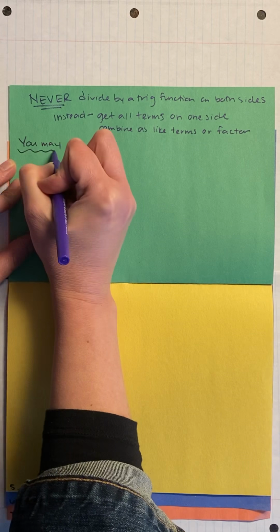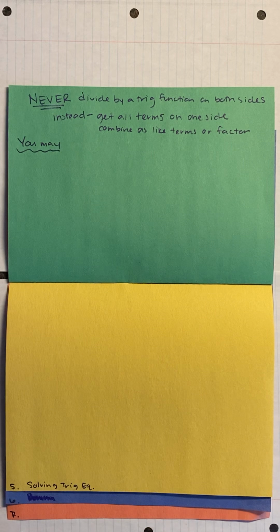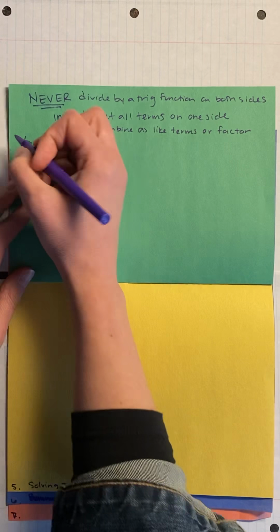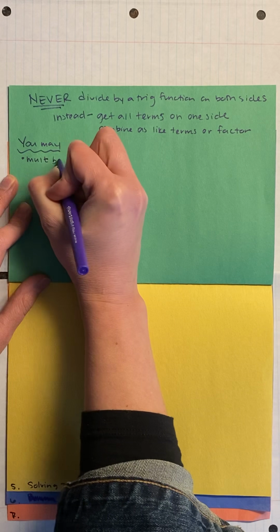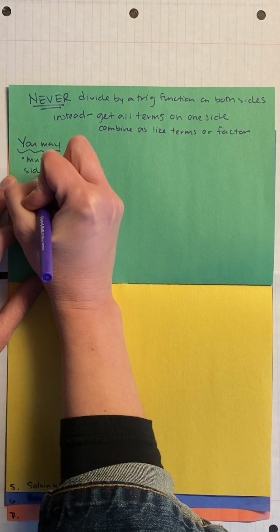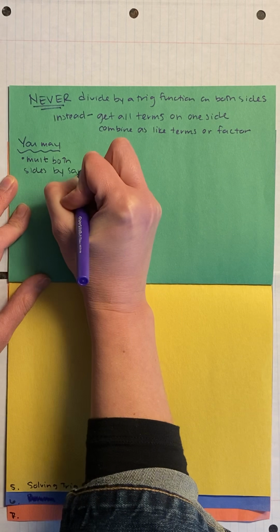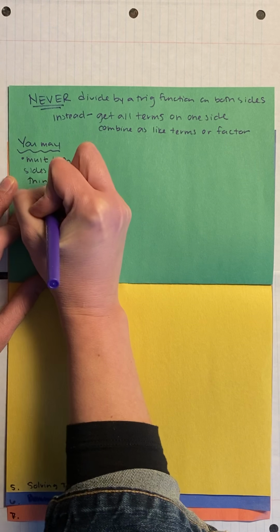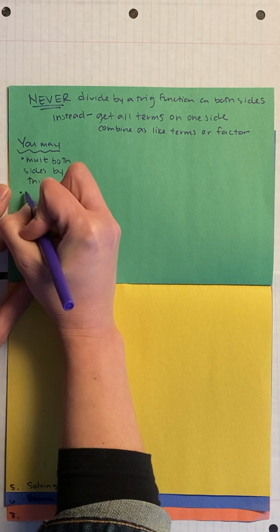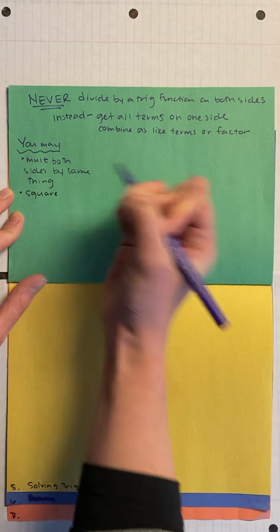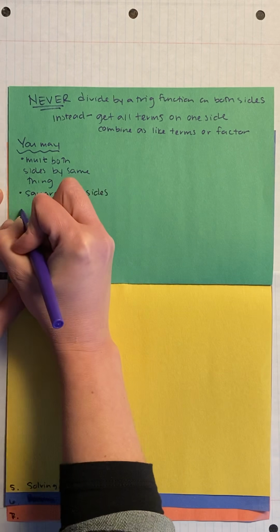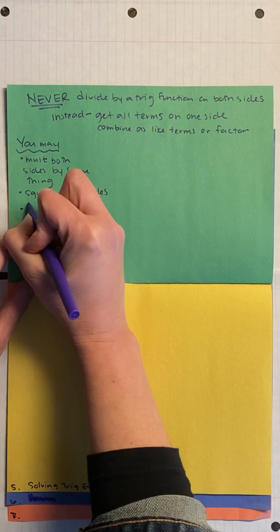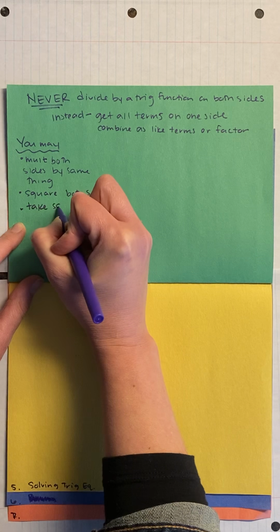Back when we were doing the verifying trig identities, we said we couldn't really move things from one side to the other. You can do that now. So what you can do, you can multiply both sides by the same thing, just like you would for a regular equation. You can also square both sides. That's going to be helpful in a few other sessions. And the other thing that you can do is take the square root of both sides, just like if you're solving regular equations.